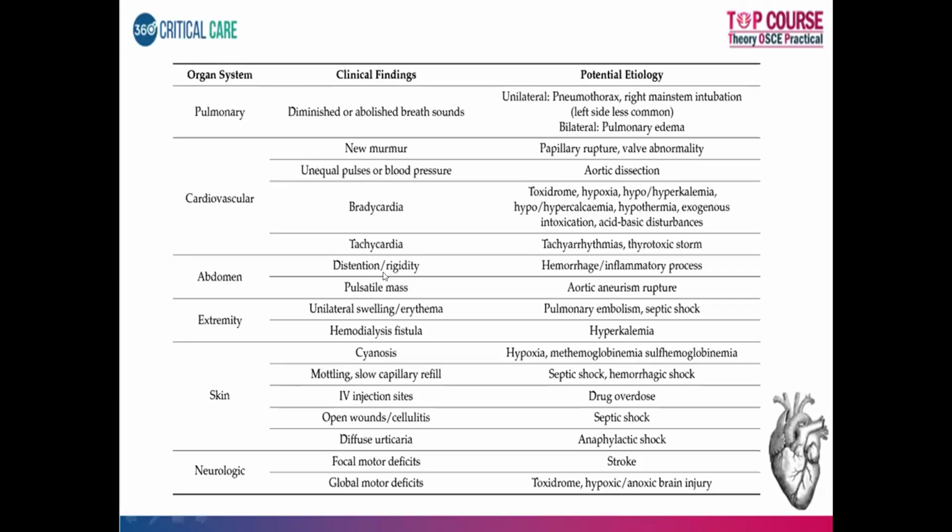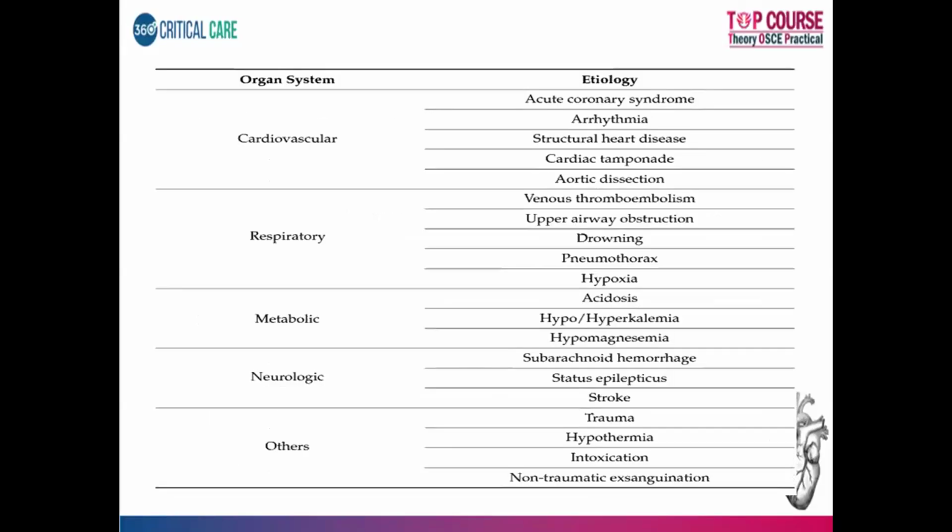If in the abdomen there is distension or rigidity, it could be secondary to hypovolemic shock due to hemorrhage. Or if there is a pulsatile mass, it could be secondary to aortic aneurysm rupture. Similarly, in the extremity, if you find unilateral swelling or erythema, then you think of pulmonary embolism or septic shock. If there is a hemodialysis fistula, think of hyperkalemia. Similarly, if there is sepsis, you have skin changes. Neurological findings too, like stroke or a toxidrome or hypoxemic or anoxic brain injuries. So these physical findings will tell us some of the causes of the cardiac arrest.